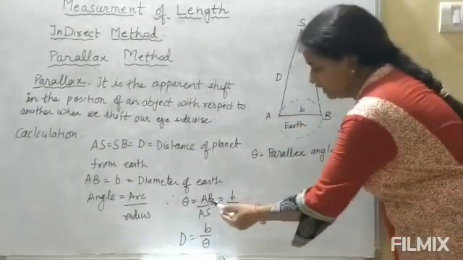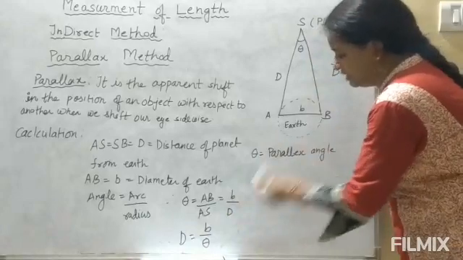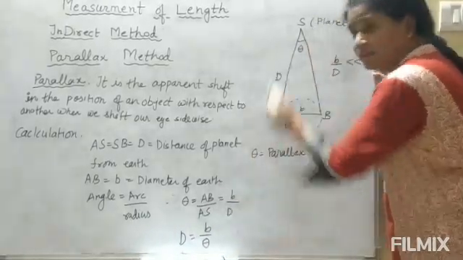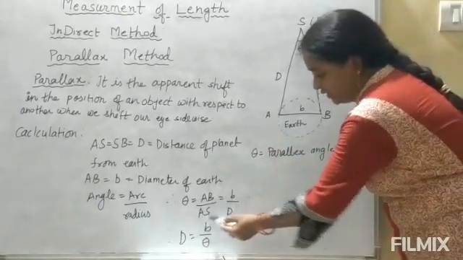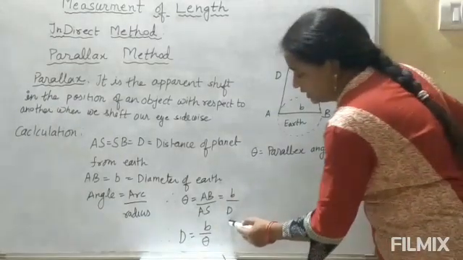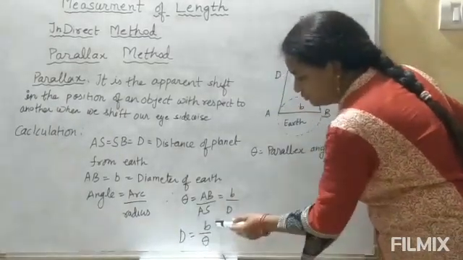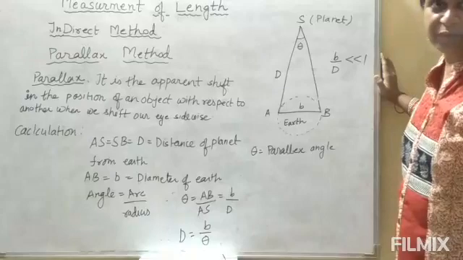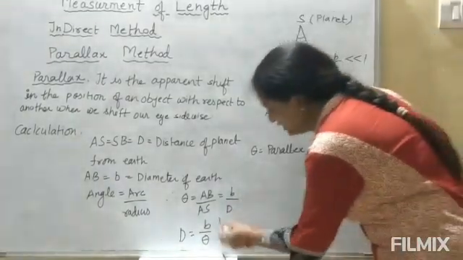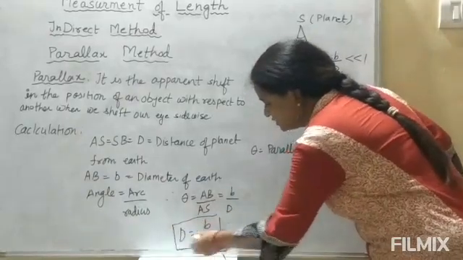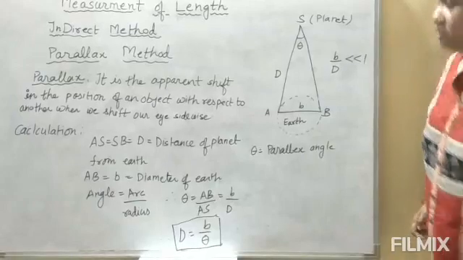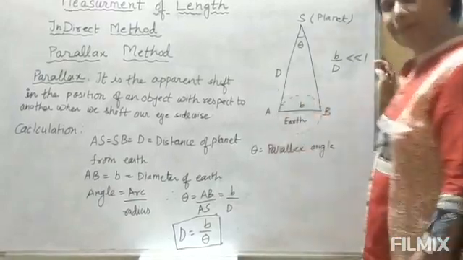So we will put the value of AB, that is diameter of earth, equal to B, and AS, that is the capital D. So AS we have supposed equal to capital D. So by this formula, D will be equal to B upon theta. So we can calculate very easily by this formula the distance of a planet from the earth. Understood? This method is called the parallax method.